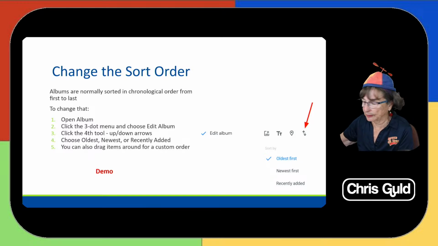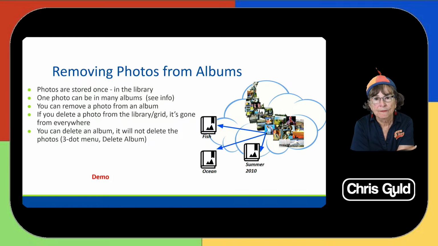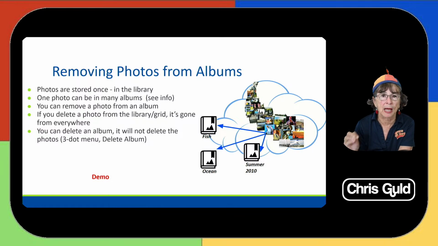Oh, and next is removing photos from albums. Photos are stored only once in the library. So I've already shown you, right? If you delete a photo from your library, it's gone from any album that you put it in. One photo can be in many albums. If you change your mind and say, no, I don't want it in this album, you just remove it.